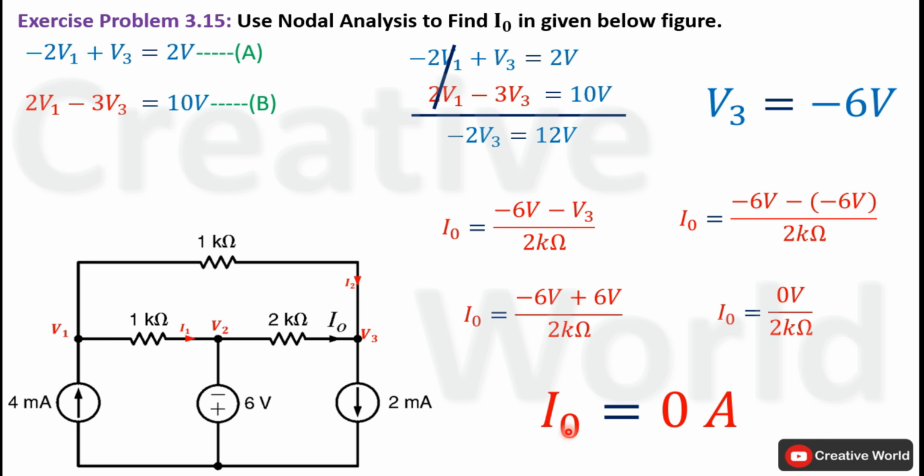So the value of current I0 is equal to 0 ampere, and this is because the potential difference across this 2 kilo ohm resistance is 0. Minus 6 volt is appearing on node 2 and the value of V3 is also minus 6 volt. So there is no potential difference between these two nodes. That's why the current through this 2 kilo ohm resistance is also 0 ampere.